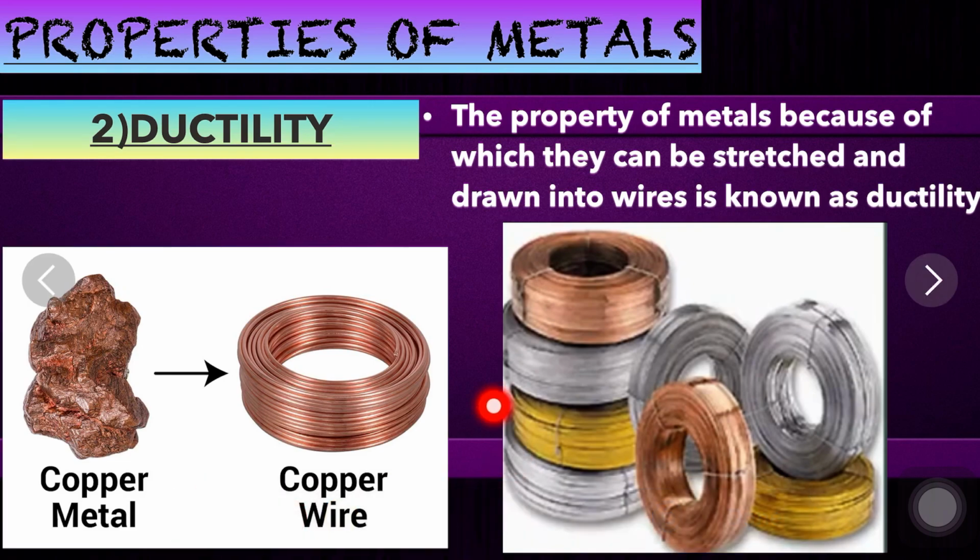Next property is ductility. Students, metals can be stretched and drawn into wires. This property of metals is called ductility. Metals like silver, gold, copper, platinum can be drawn into fine wires.